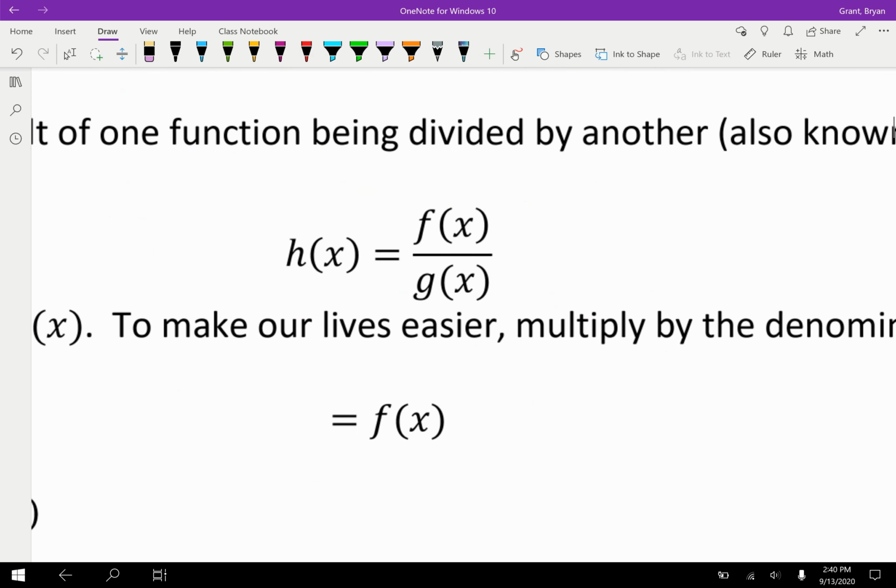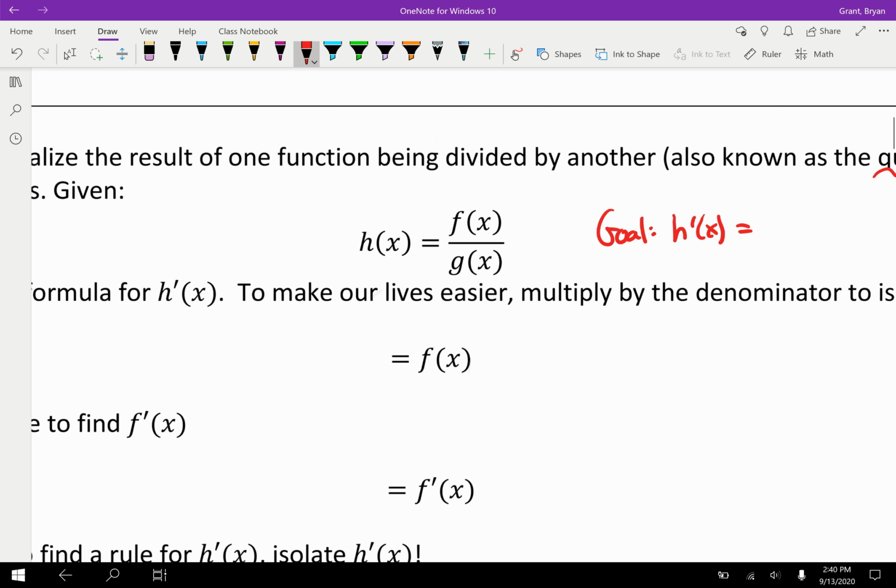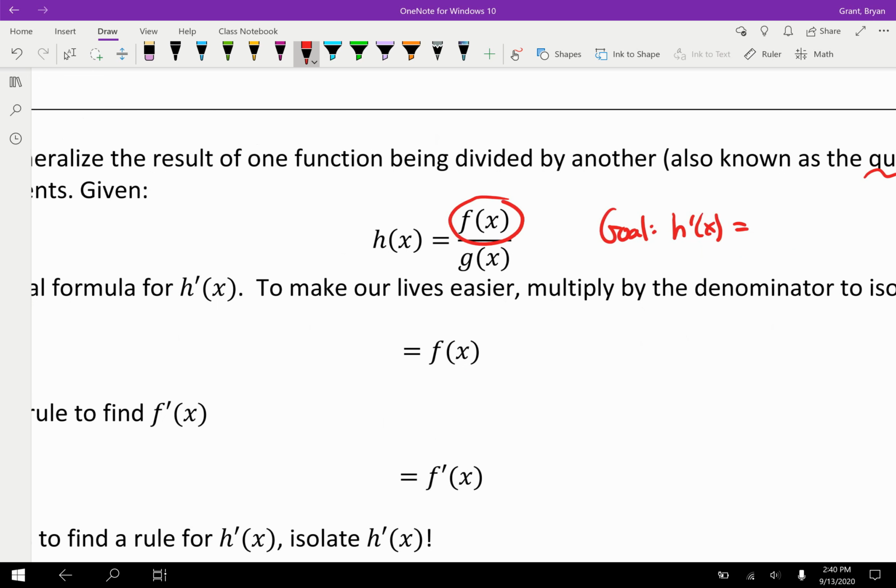So what we're going to do is define h of x as the function for which we want to find the derivative, right? Our end goal here is we want to find an answer for h prime of x, just h prime of x equals. And h prime of x is currently defined in terms of functions f and g. So we want to make sure that our answer over here, whatever our formula is for the derivative, only has functions f and g in it.